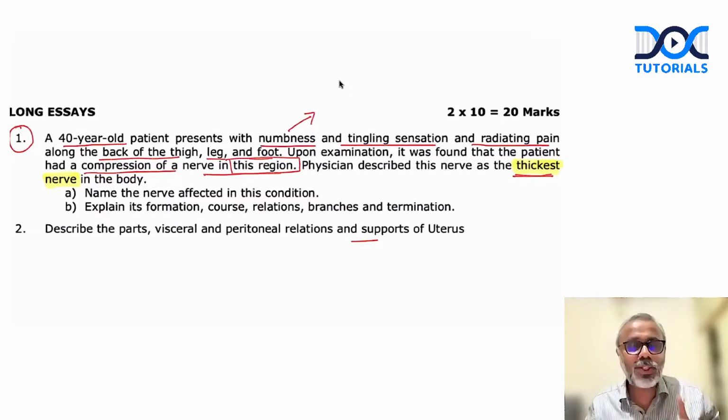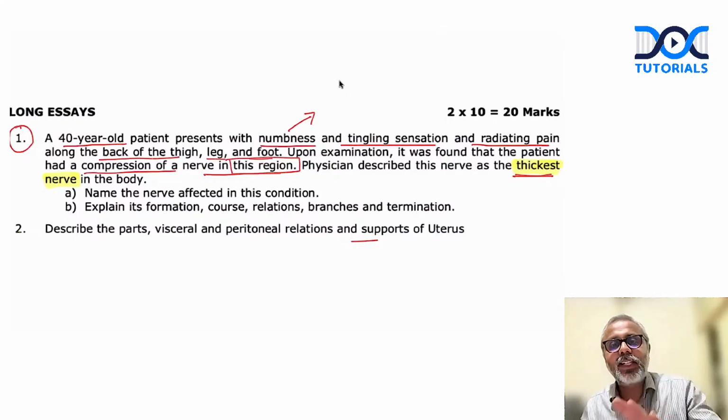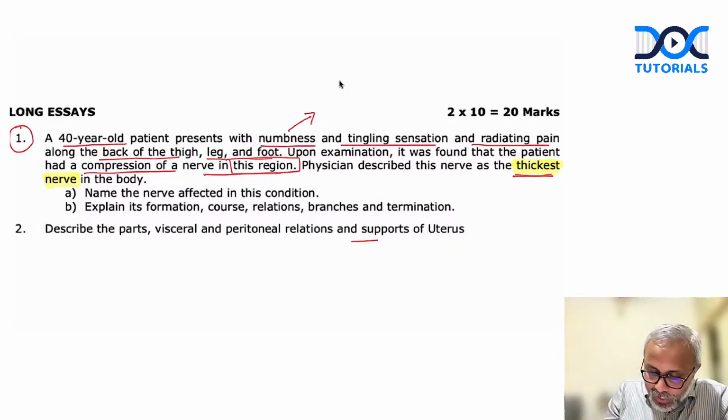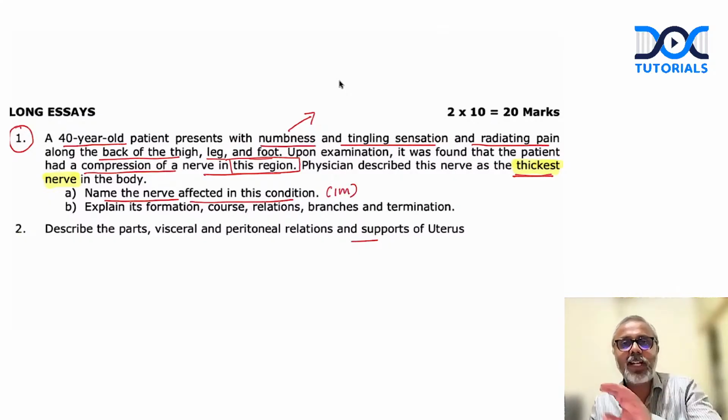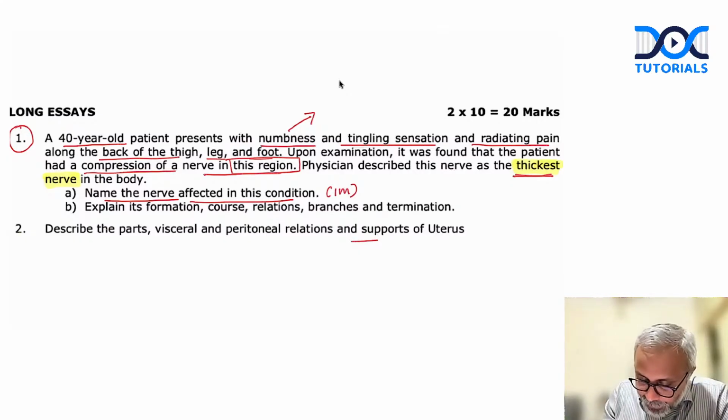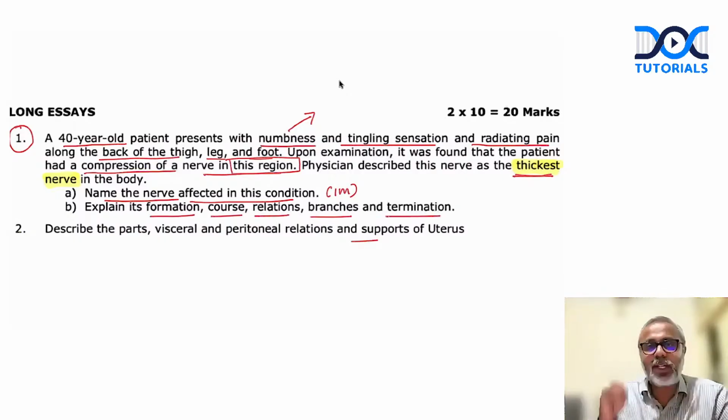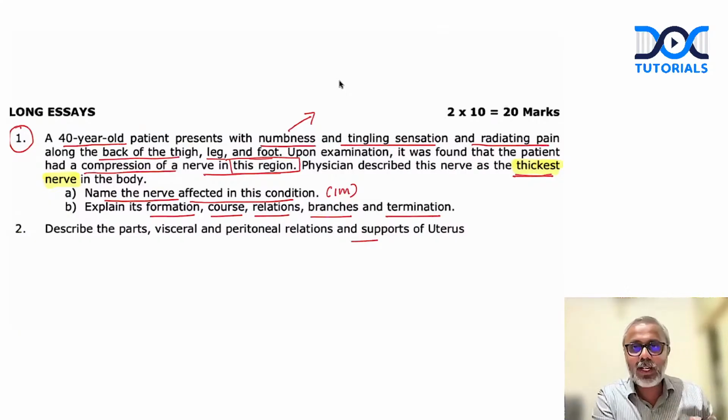Now these are the clues that we need to look into, right? Which is the thickest nerve in the body? The thickest nerve in the body is the sciatic nerve, right? Now name the nerve affected in this condition. For this, possibly only 1 mark will be given for writing it as sciatic nerve. Then the rest of it will be for formation, course, relation, branches, and termination. Right? So now we have described the nerve as what? Sciatic nerve. So the answer is sciatic nerve.